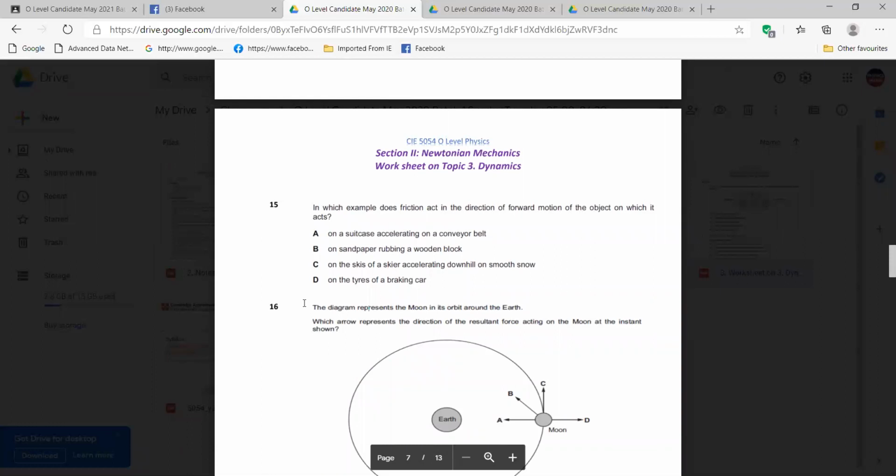In which example does friction act in the direction of forward motion of the object on which friction acts? This is an exceptional condition. Normally what happens, the friction is always working in the opposite direction of the forward motion, right?